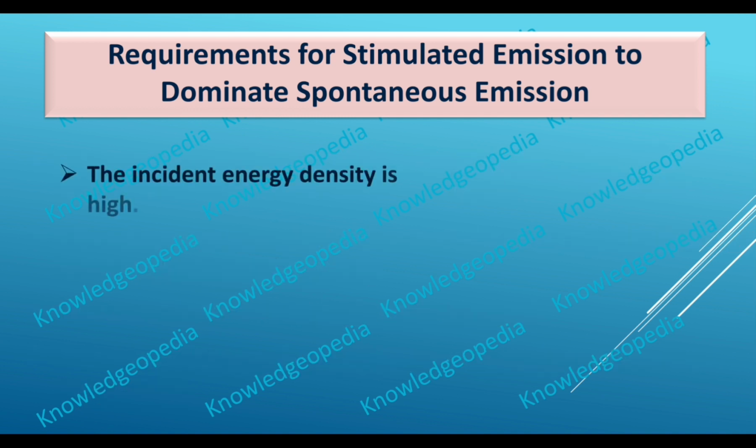The first condition we got is that the incident energy density is high. If it is high, let this be the ground state, and this is our excited state. Now if the energy density is high, that means absorption will also take place. At the same time we are getting spontaneous emission, and this incident radiation will also trigger the stimulated emission, right?